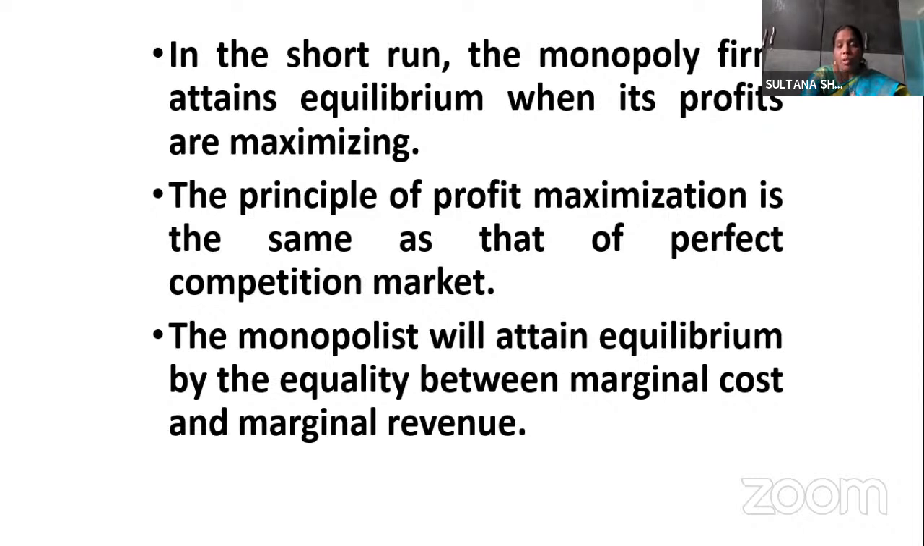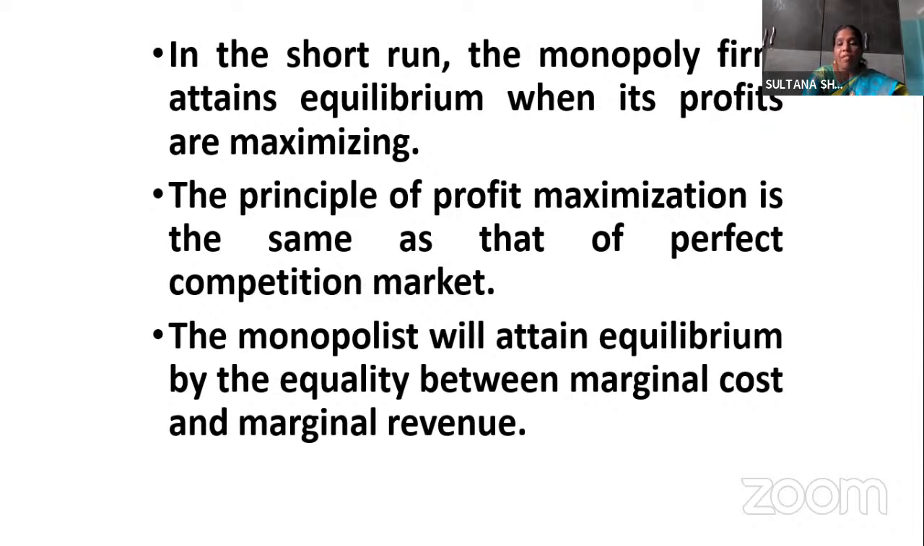Okay, so under this monopoly market, we have merits and demerits. The merit is that for the producer, the single seller, he may get more and more profit. But at the same time, a demerit is also there: full utilization of resources won't be there. Anyway, when its profits are maximizing, the firm will be in equilibrium.